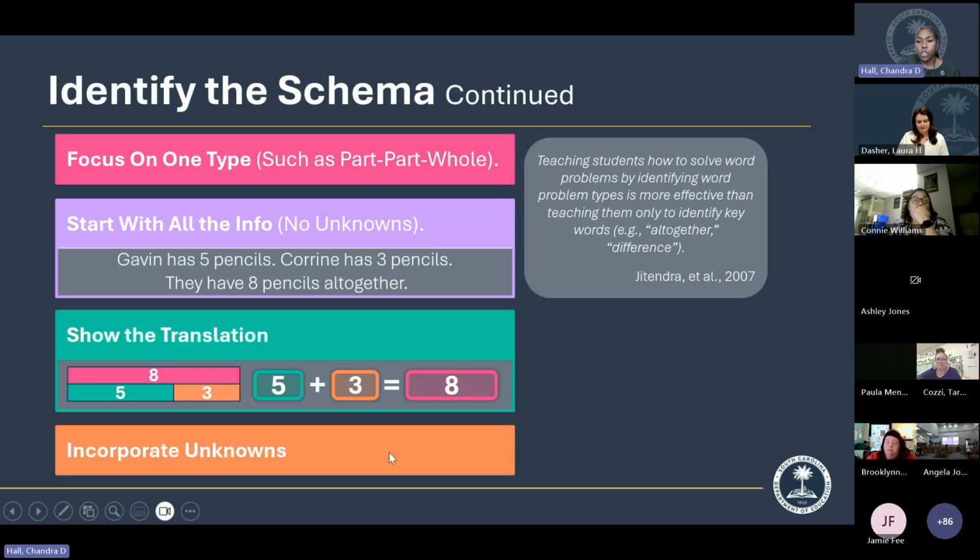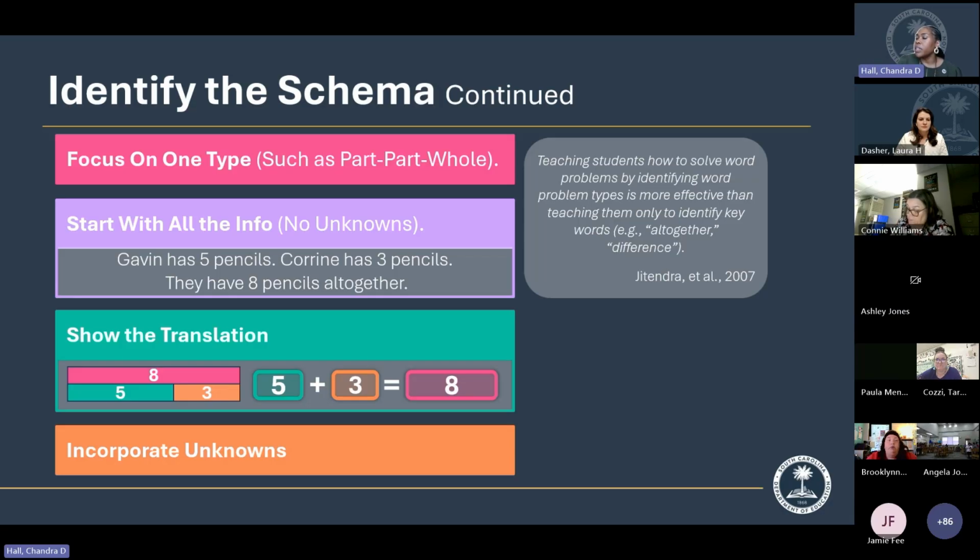Once they're comfortable doing that, we want to incorporate the unknown. So now we start leaving out the total, or now we start leaving out one part. That way we can do that after we know that they understand where all the parts would go. Now, when you don't have a part, you know that you should put that question mark or leave that box empty.